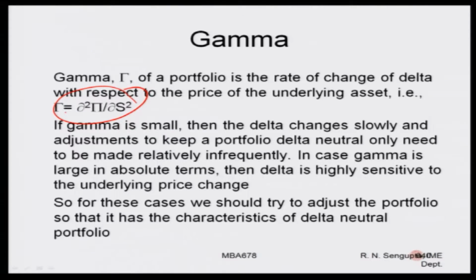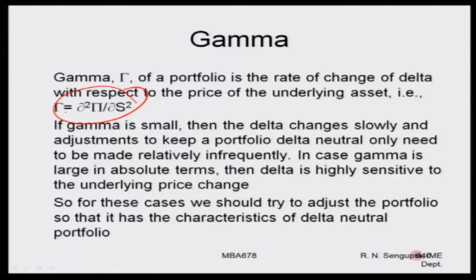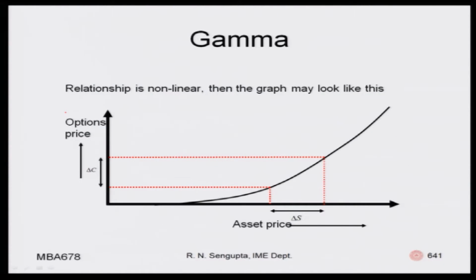If gamma is small, then delta changes slowly and adjustments to keep a portfolio delta neutral need to be made relatively infrequently. But if gamma is very big, which means the rate of change is happening very fast, then the readjustment needed for the delta neutral concept you are trying to bring into your portfolio has to be done very fast. If gamma is large in absolute terms, delta is highly sensitive to the underlying price change. So, in these cases we should try to adjust the portfolio so that it has the characteristics of a delta neutral portfolio, as already discussed very briefly.